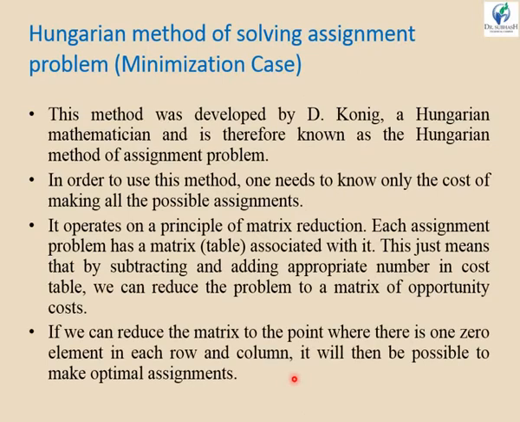Then if we can reduce the matrix to the point where there is one zero element in each and every row and column, it will then be possible to make optimal assignments. So to get the optimal solution for the given assignment problem, one must keep in mind that each and every row and column must have at least one assigned zero in it. Then you can reach the optimal solution to the given transportation problem.